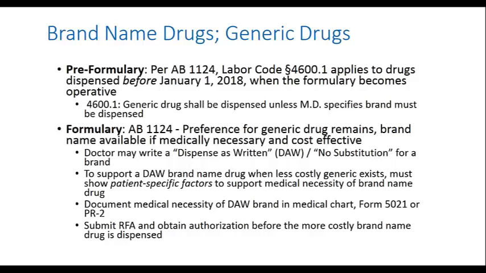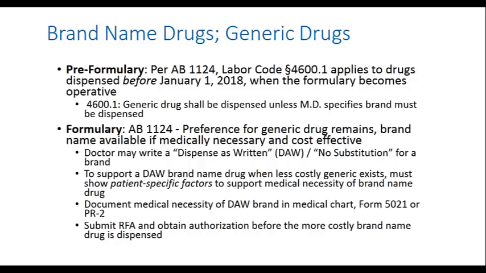drugs. Both brand name drugs and generic drugs are available to treat the injured worker. Labor Code Section 4600.1 currently requires that a generic be dispensed unless the physician specifies the brand name drug must be dispensed. As of January 1, 2018, the formulary regulation will govern the issue of generic versus brand instead of Labor Code Section 4600.1. The formulary regulations adopt a preference for generic drugs where the brand name drug is more expensive than the generic equivalent.